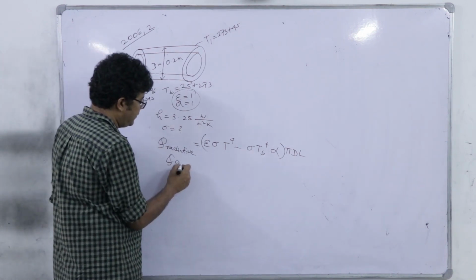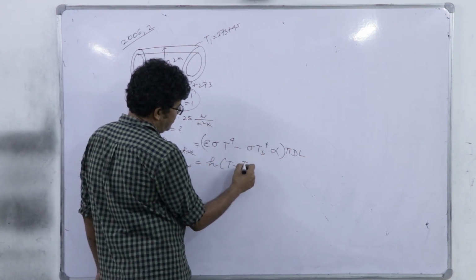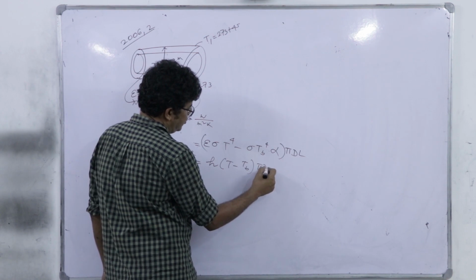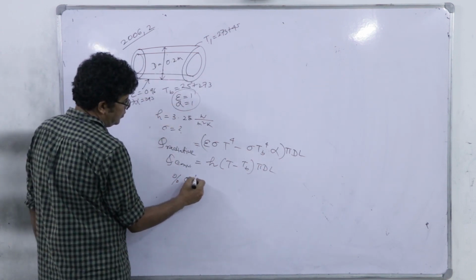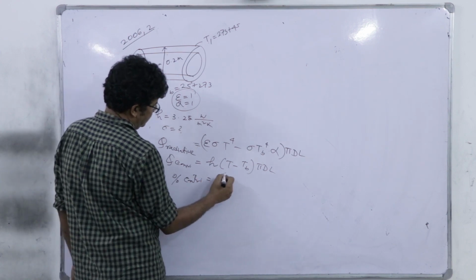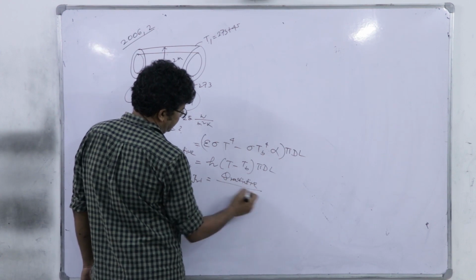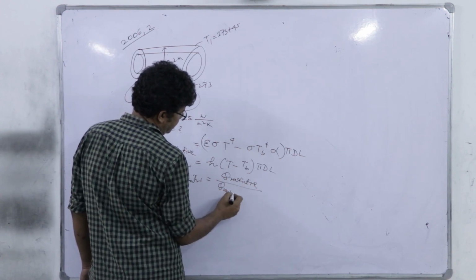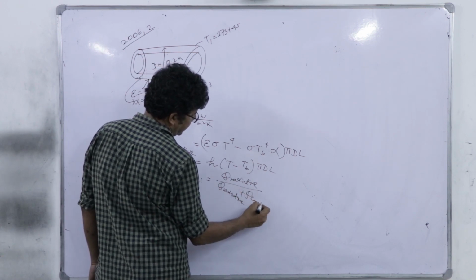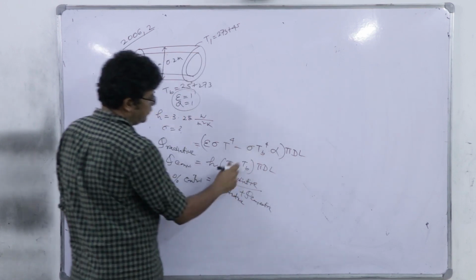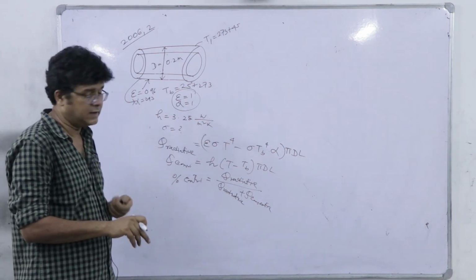And the convective heat flow rate is equal to H into T minus TB into pi into D into L. So my answer, the percentage contribution of radiation, is Q radiative divided by Q radiative plus Q convective. You substitute these two expressions and the values, and from there you can solve for this answer.